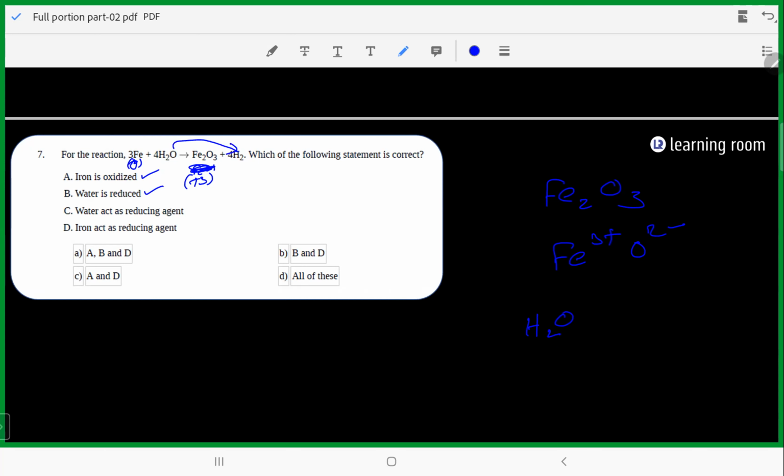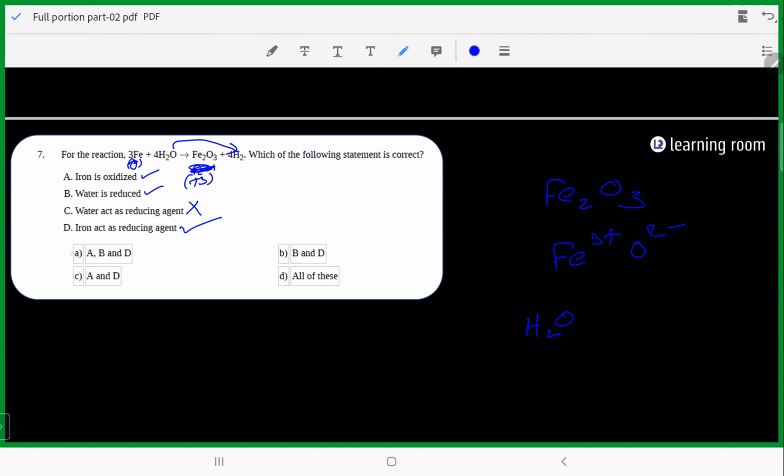And then, water acts as a reducing agent? No, it's not. Iron acts as a reducing agent because it gets oxidized. So which statements are correct? A, B, D. A reducing agent means it has to oxidize; it reduces the other thing. So the iron reduces the water into hydrogen gas and it oxidizes into ferric oxide.